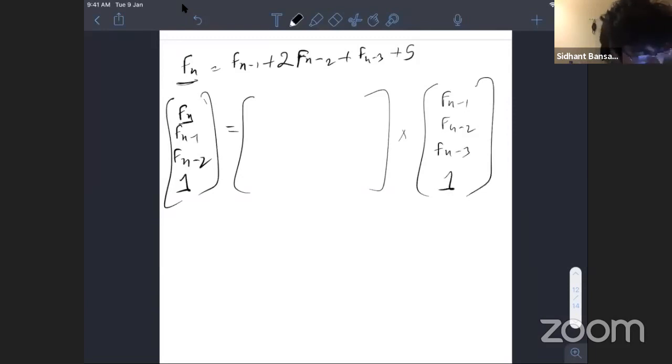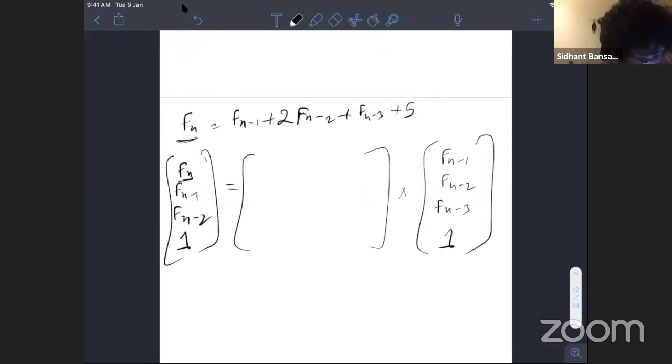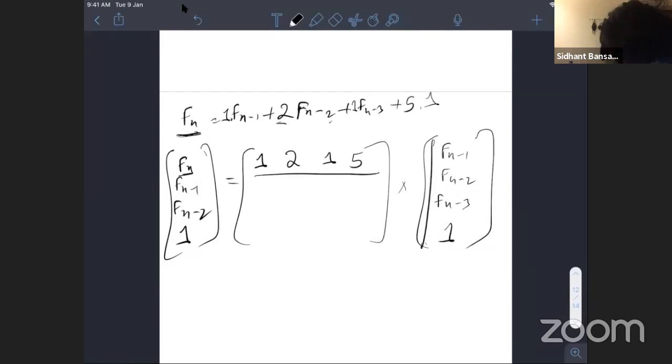I'm going through this pretty fast, but just try to get the hang of this. So fn is equal to 1 times fn minus 1, 2 times fn minus 2, 1 times fn minus 3, and 5 times 1, so 5. Notice this times this is actually giving you fn, which is correct. The next thing, fn minus 1 is going to be 1, 0, 0, 0, because 1 times fn minus 1 plus 0, 0, 0. Then fn minus 2 is going to be 0, 1, 0, 0, because it's just 0 times this thing plus 1 times this thing plus 0 times the rest. Basically just keep this term and ignore all the other terms.